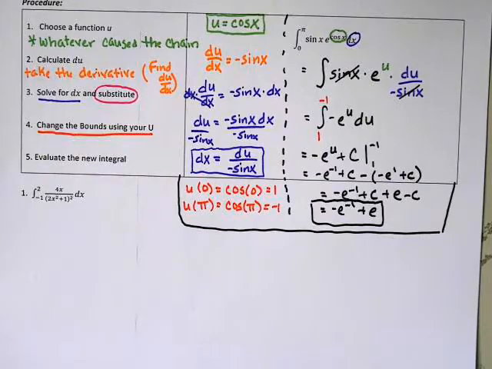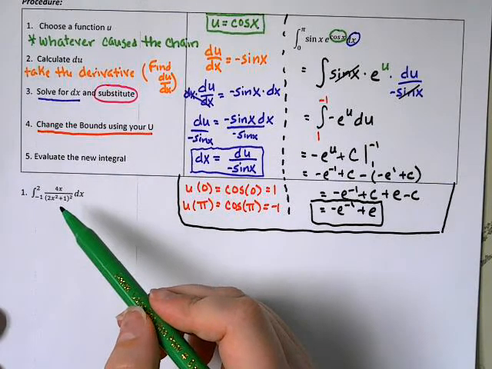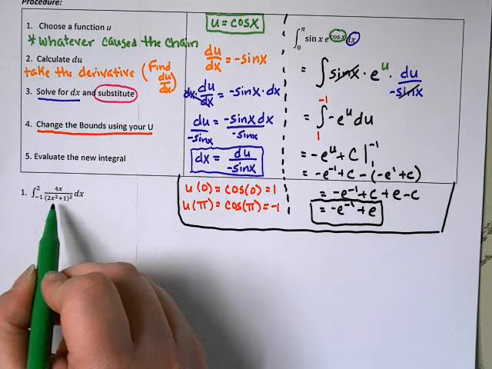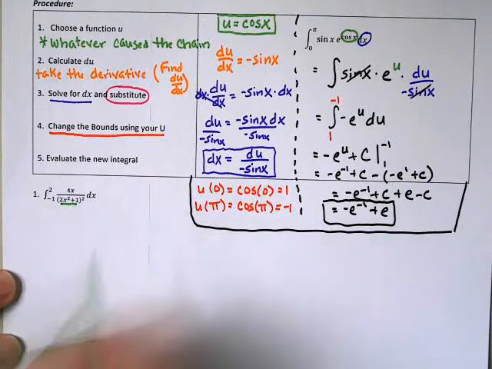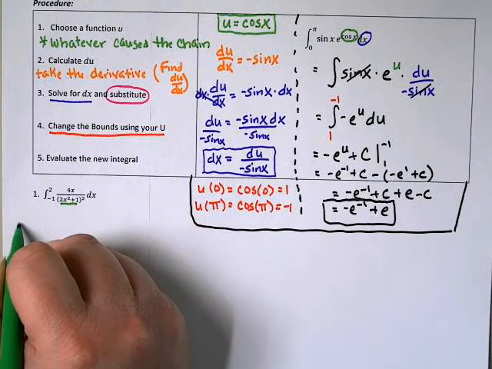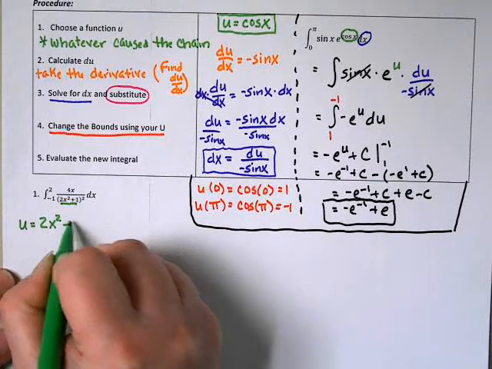So, taking a look at this integral, the first thing we want to do is figure out what's causing the chain. What do we want to take and turn into a u? Well, on the top here we have a 4x, and on the bottom we have 2x squared plus 1 quantity squared. Well, since this on the bottom isn't just x squared, we know that that stuff in there is what's causing the chain. That's what we want to take and use to be the u. So u is going to equal 2x squared plus 1.